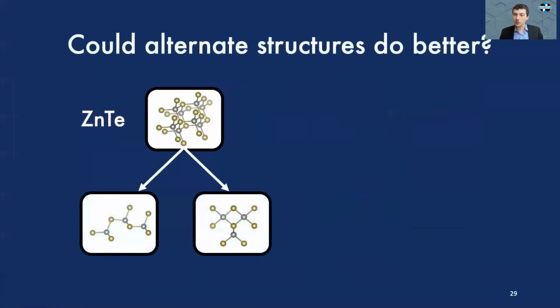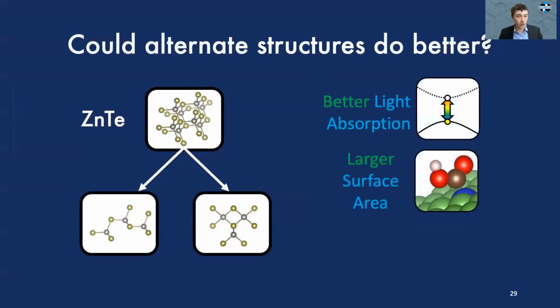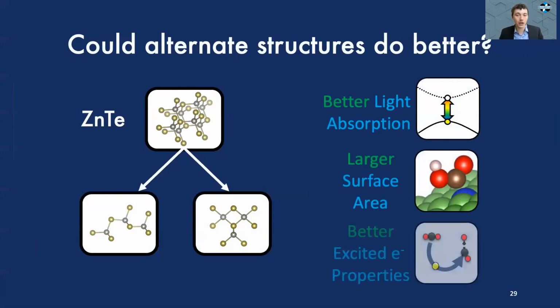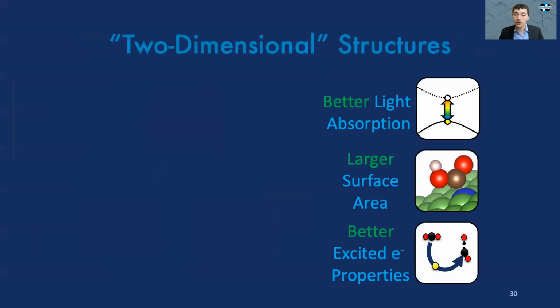However, the crystal structure determines a lot about a material's catalytic properties. For example, a different structure could result in better light absorption, a larger catalytically relevant surface area, or better excited electron properties. So it's always worth asking if we could find structures that do better. Now, two-dimensional structures are a class of structure that have their own special properties. Sometimes going from the 3D form to the 2D form can improve all the categories on the right.